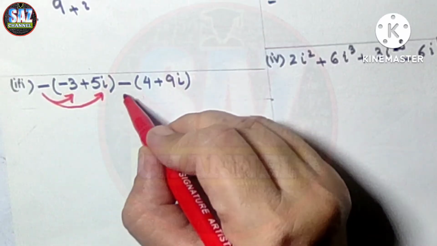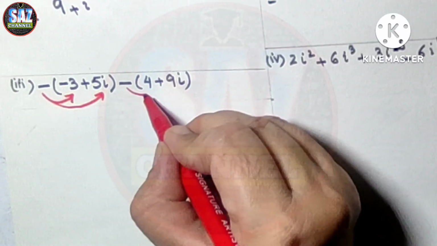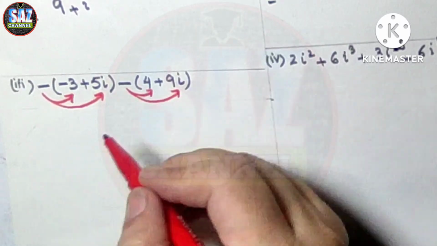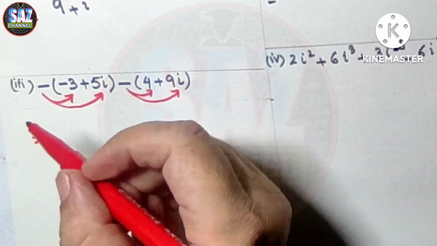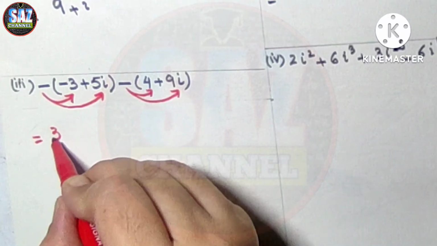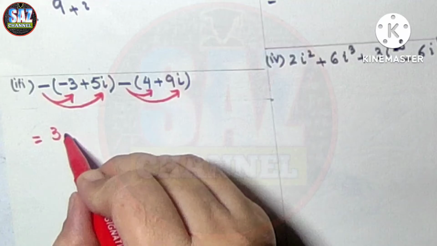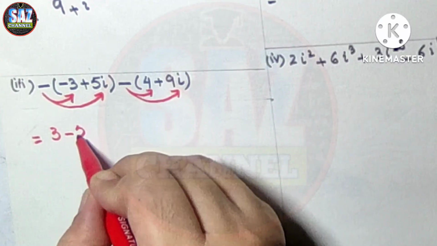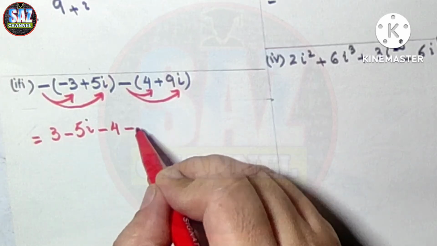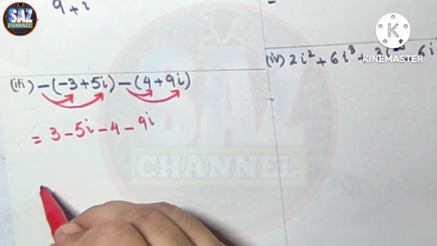Again, over here the minus sign will have to be applied, and it will change all the signs inside the bracket. So, the question will take the form: minus multiplied by minus will become plus 3 and minus 5 iota, minus 4 and minus 9 iota. Again, what do we have to do?